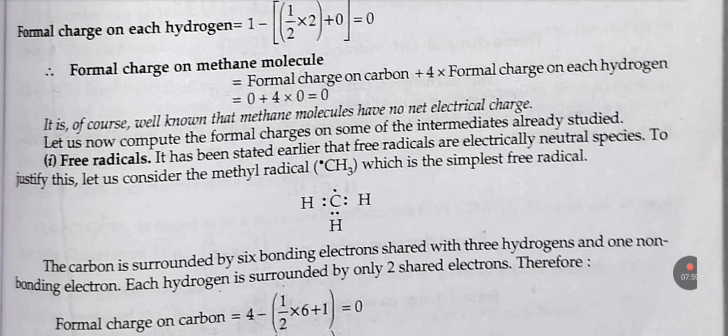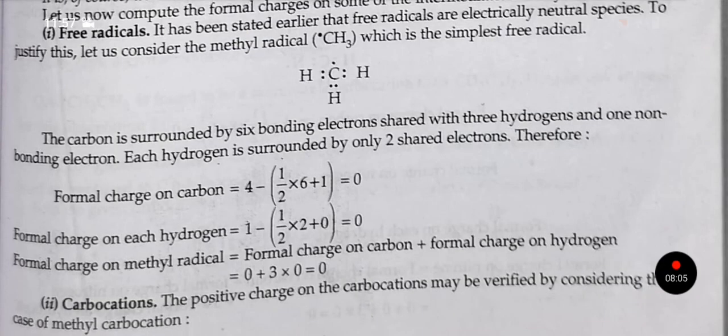Let us now compute the formal charges on some of the intermediates already studied. First, free radicals. It has been stated earlier that free radicals are electrically neutral species. To justify this, let us consider the methyl radical, which is the simplest radical. The carbon is surrounded by 6 bonding electrons shared with 3 hydrogens and 1 non-bonding electron. Each hydrogen is surrounded by only 2 shared electrons.